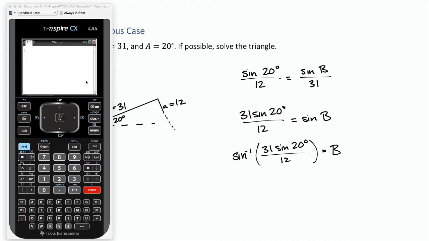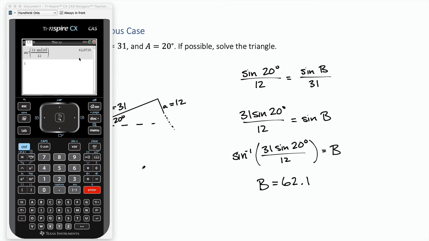Now, we can type this into the calculator. We're using degrees, and we're in degree mode. We have the inverse sine of 31 sine of 20 over 12. And we go ahead and see what happens. And we get a number. That's great. We get about 62.1. Okay, so the angle B is about 62.1.